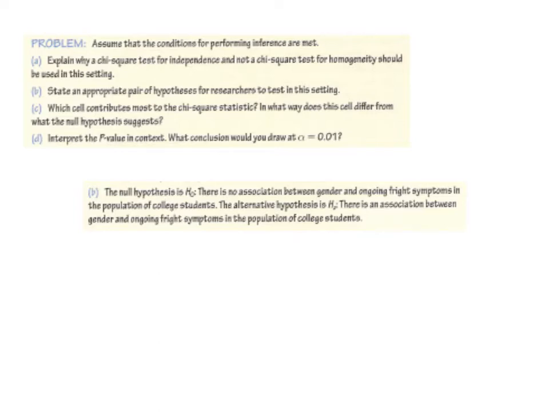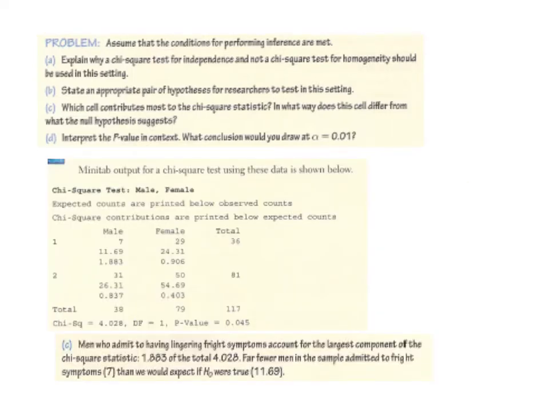You could word it either way, just stay consistent. If you are talking about there being an association versus no association, then keep going with that route. If you choose to go independence, then keep going with that, but don't change it. Don't say that there is no association between gender and ongoing fright symptoms, and then your alternative says that they are not independent of one another. Be consistent.